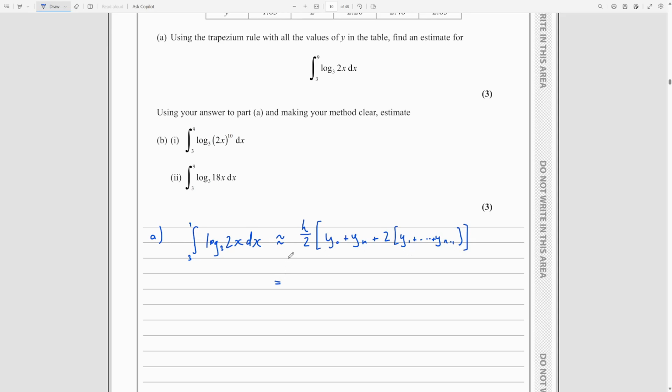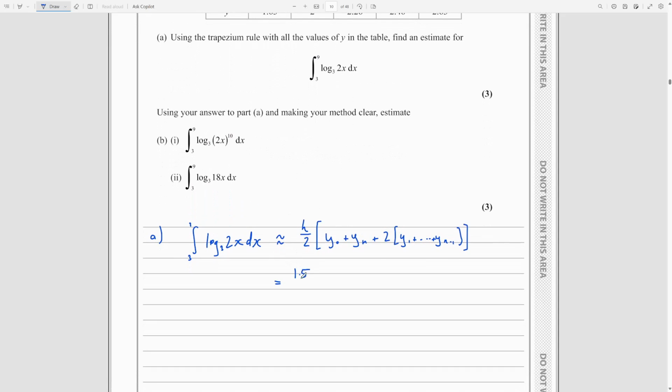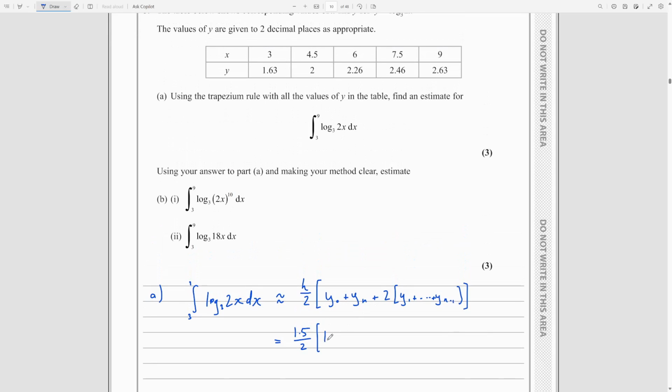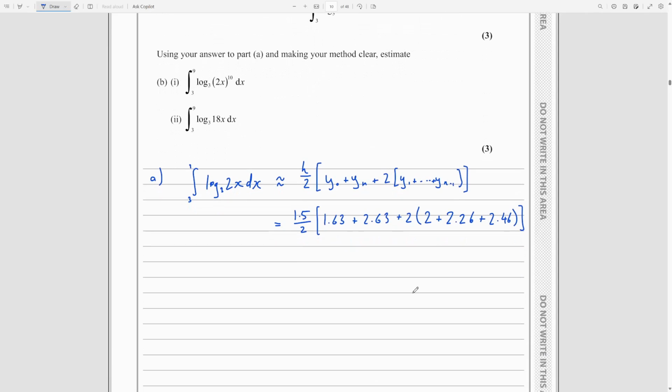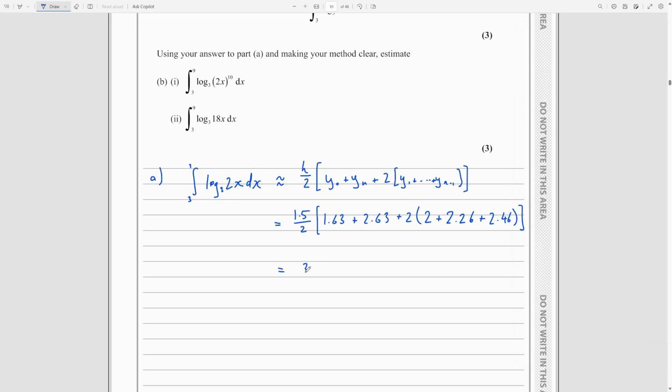All right, what is that? Well, h is the size of the gaps, which is 1.5. So we've got 1.5 over 2, and then it's the first y value, y0, which is 1.63, plus the last y value, which is 2.63, plus 2 times everything in between, which is 2, plus 2.26, plus 2.46. We can then just key that whole lot into our calculator, and when we do that, we get 13.275.